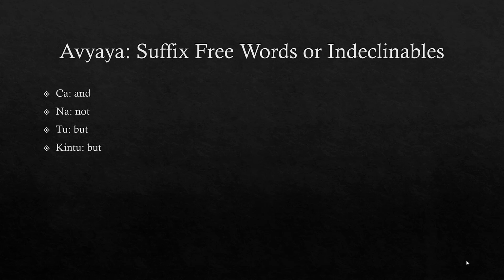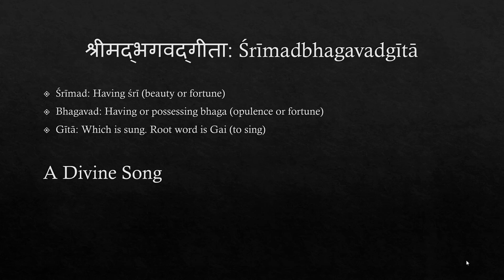So once we understand this, let us see an example. So you must have heard about the Bhagavad Gita. The name for the Bhagavad Gita is Srimad Bhagavad Gita. Now there are 2 ways you can translate it. First way is we take it as 3 words. Srimad Bhagavad Gita. So Srimad has a root word Shri, and there is a suffix Mad. This suffix gives the meaning having Shri. So Srimad means having Shri, where Shri means beauty or fortune. So having beauty or fortune. Bhagavat, again, it translates as having or possessing Bhaga, where Bhaga means opulence of fortune.